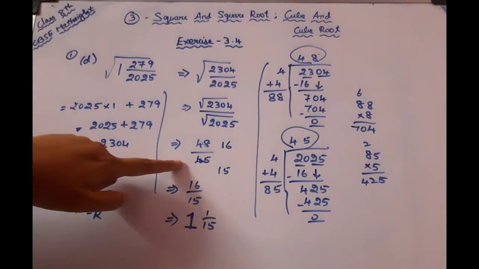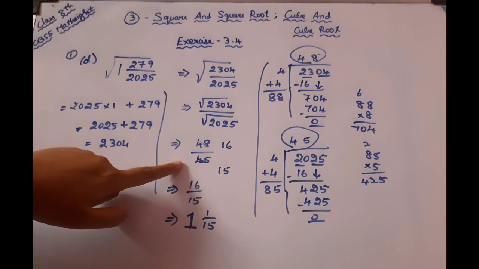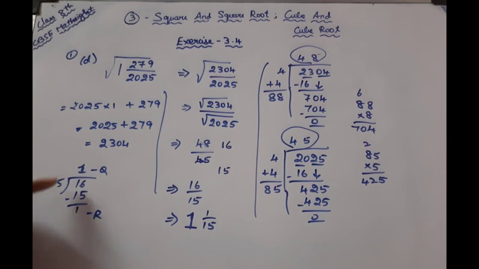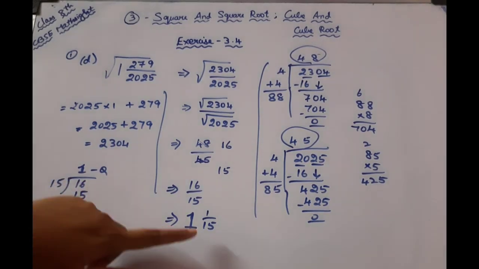So 48 by 45 can be divided by 3. So we get 16 by 15. Again 16 by 15, when we divide, we can get the mixed number 1 and 1 by 15.